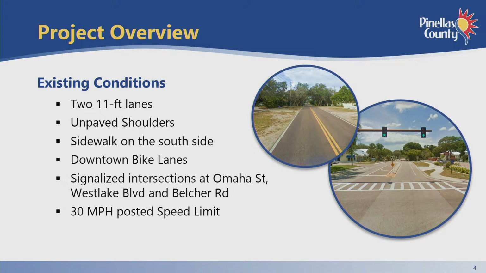Right now, the area has a kind of an undefined drainage system, a lot of sheet flowing, which is one of our core issues. 2 11-foot lanes and our shoulders are unpaved. We do have sidewalk on the south side, but it's intermittent. And downtown does include bike lanes. We have 3 signalized intersections, and the speed limit through this corridor is slow. It's 30 miles an hour.